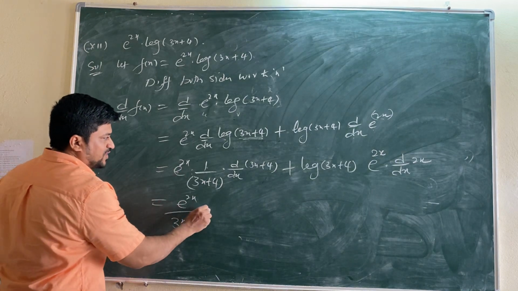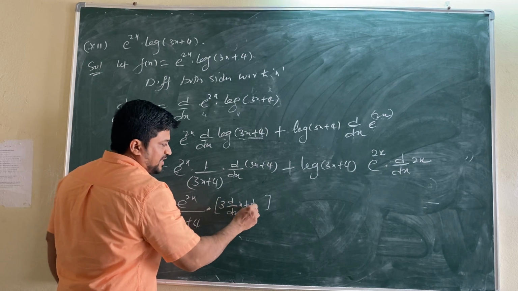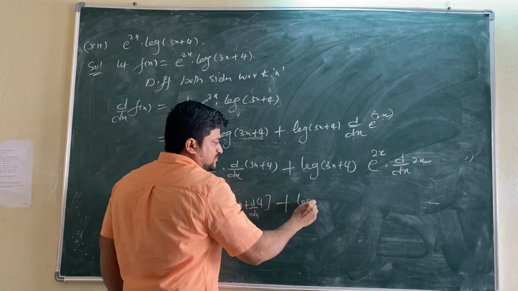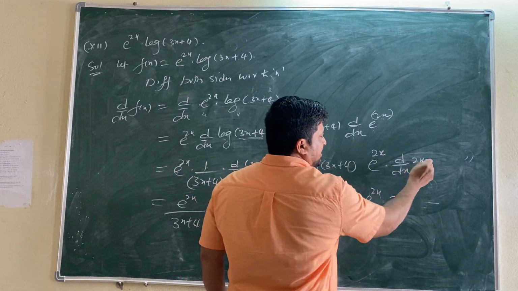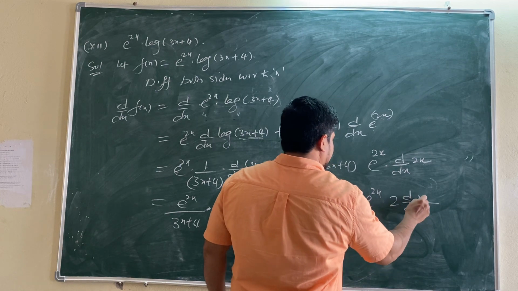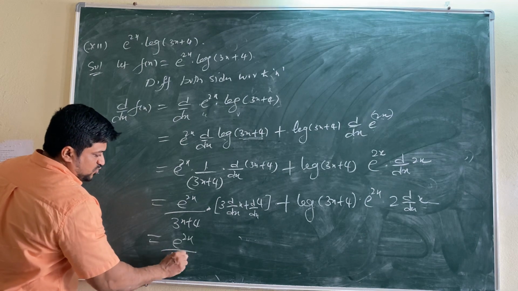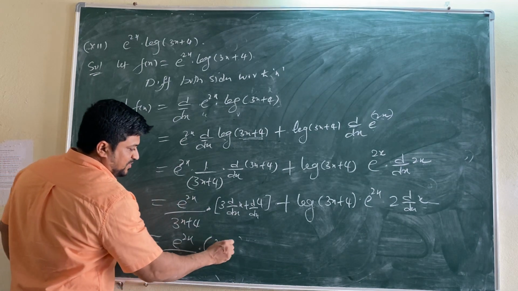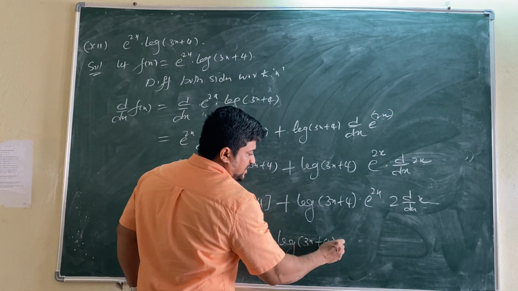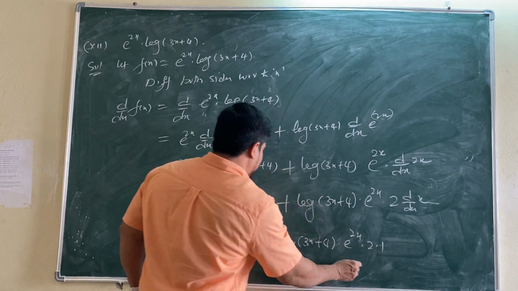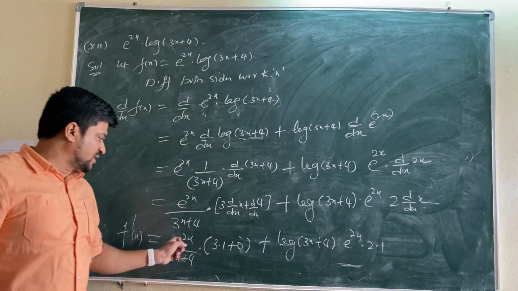e power 2x into, in bracket, 3 outside, d by dx of x plus d by dx of 4, plus log of 3x plus 4 into e power 2x, 2 outside, derivative of x. e power 2x by 3x plus 4 into bracket 3 into 1 plus 0, plus log of 3x plus 4 into e power 2x into 2 into 1. So this is f dash of x. Okay, if you want to simplify, you can write 3 into e power 2x and all.